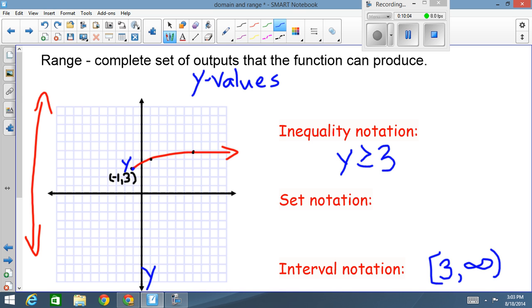Set notation will be a combination of the two. So set notation is going to be open the set, y such that the y falls in between the infinity sign and the 3. We'll use our less than and our less than. And if we're including either of those two, the 3 or the infinity, then we're going to also put an equal sign. We're including the 3, so we're going to include the equal sign there. And then we're going to close that set notation.